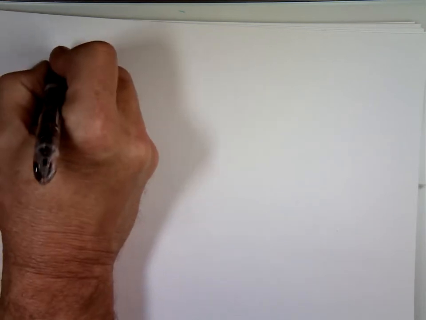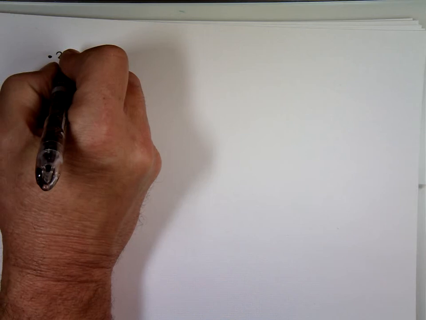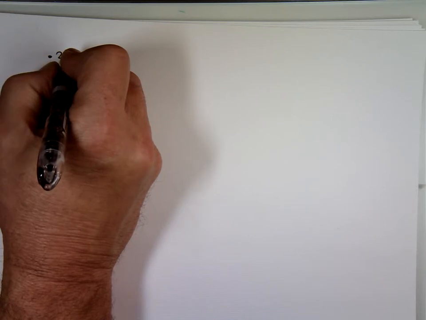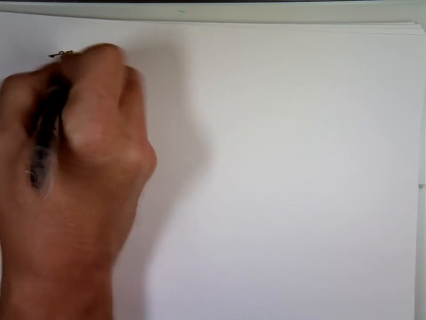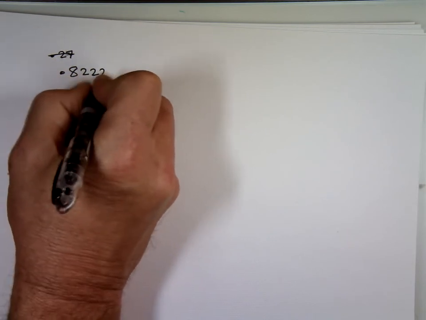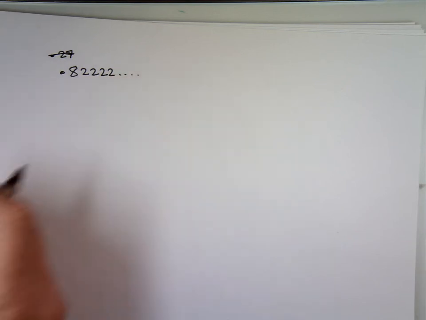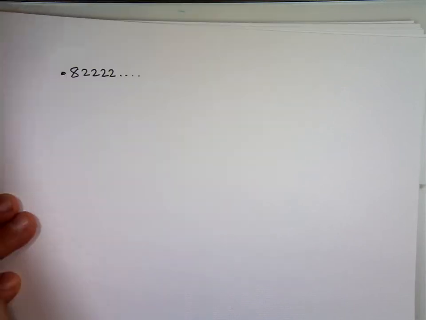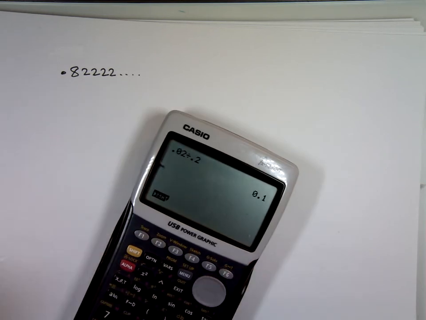I have no idea what the answer to this is. Okay, I'll make it even more challenging: 0.8222 repeating. Put a twist in it. Good luck pushing the button now. 9 over 10? 9 over 10 is 0.9. You're right or wrong, I know that. I don't have to push the calculator there.